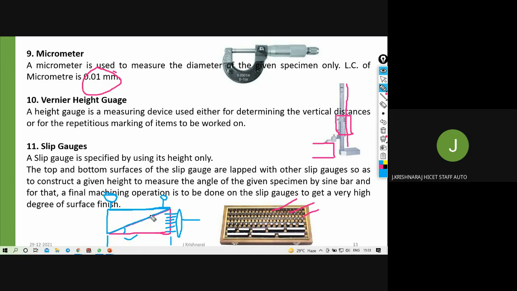The next, you have to calculate the hypotenuse. So the hypotenuse angle, you can know this. If you calculate these three values, you can get the theta value of the angle. So it is an indirect method for calculating the angle of the particular irregularities, for which the slip gauge plays a vital part. Different sizes of slip gauges are there for increasing the height and making the particular component straight, right?